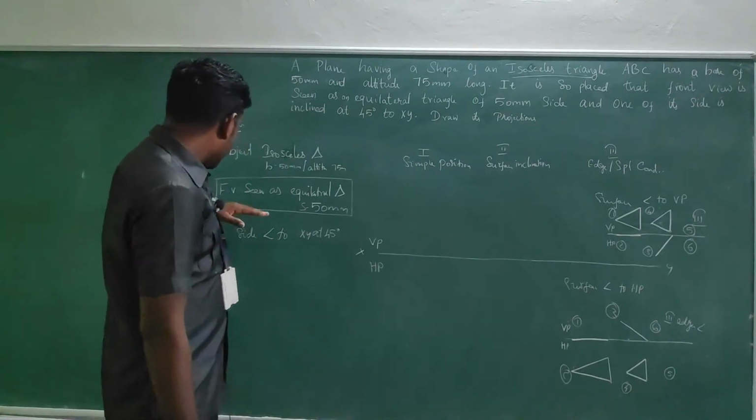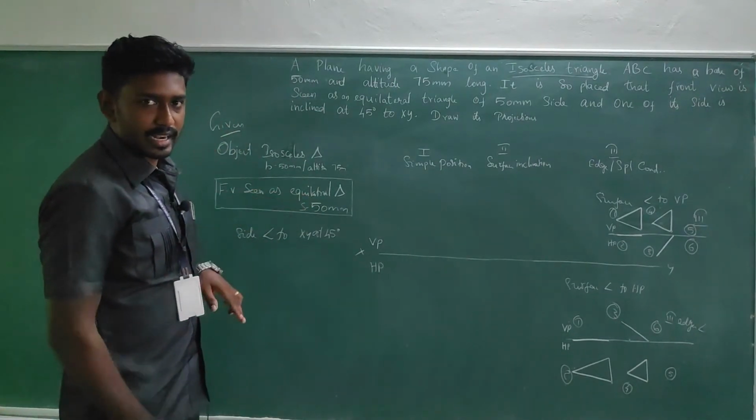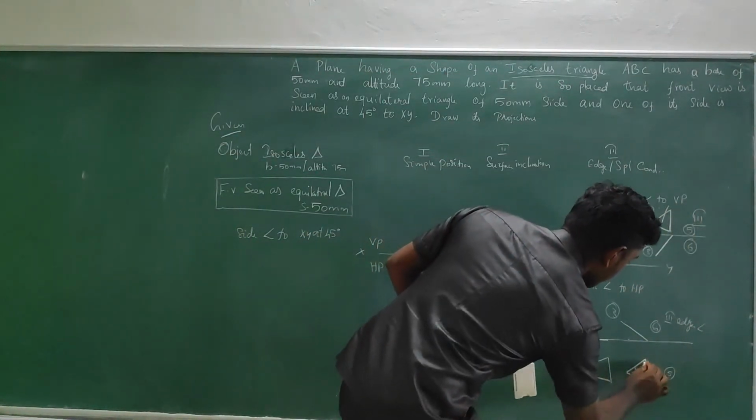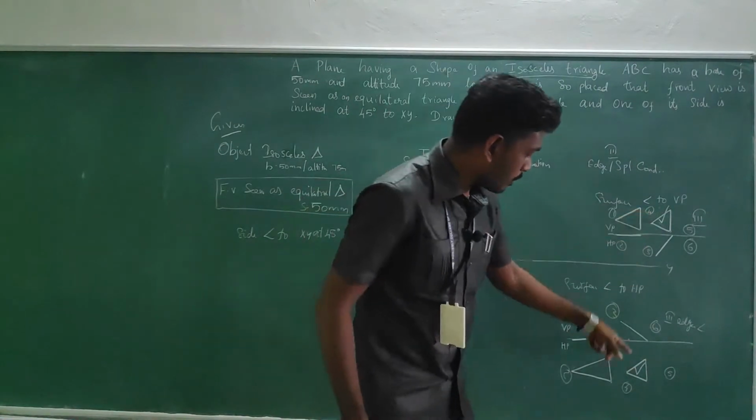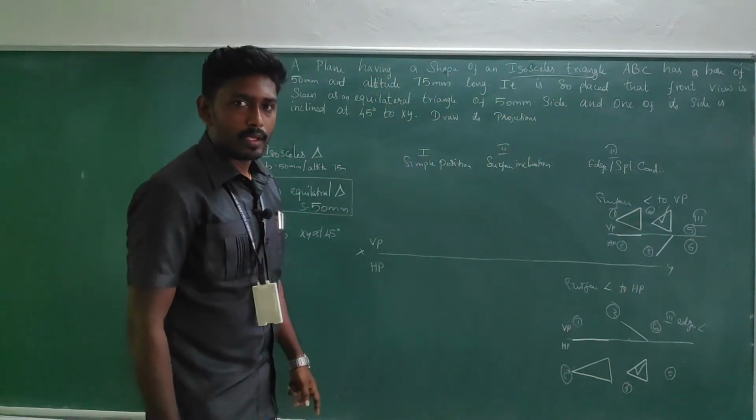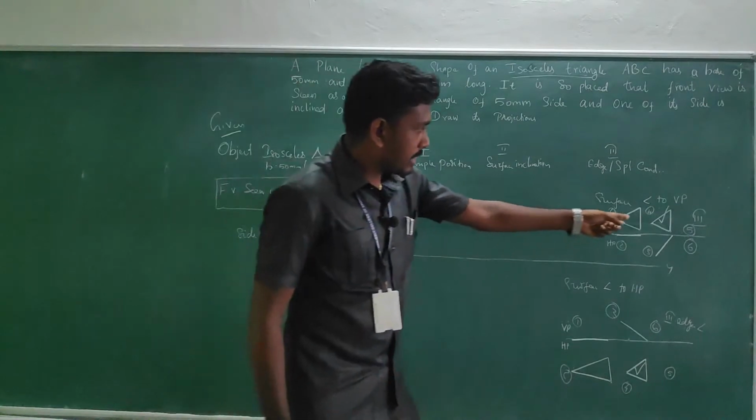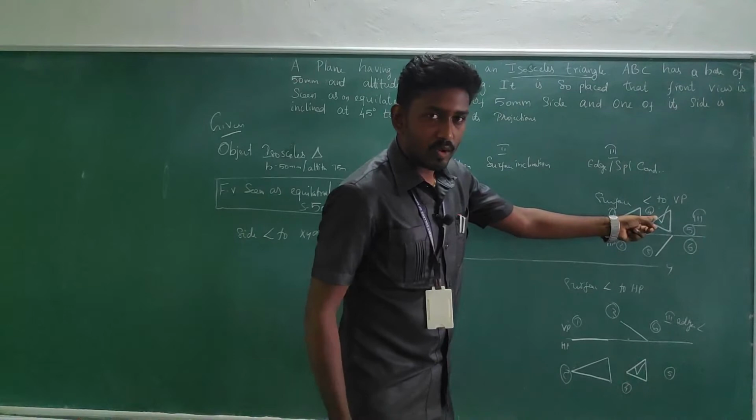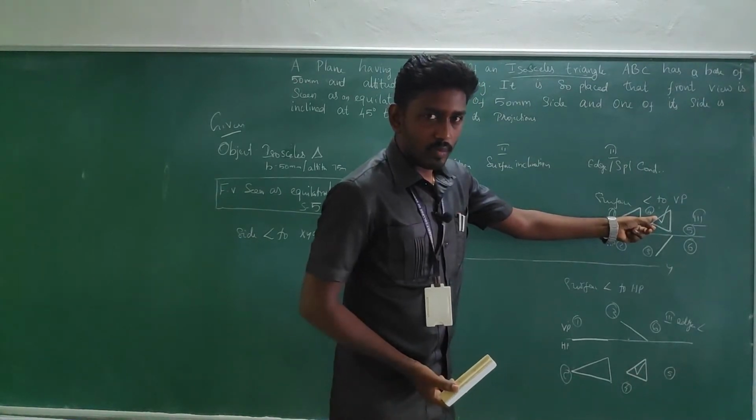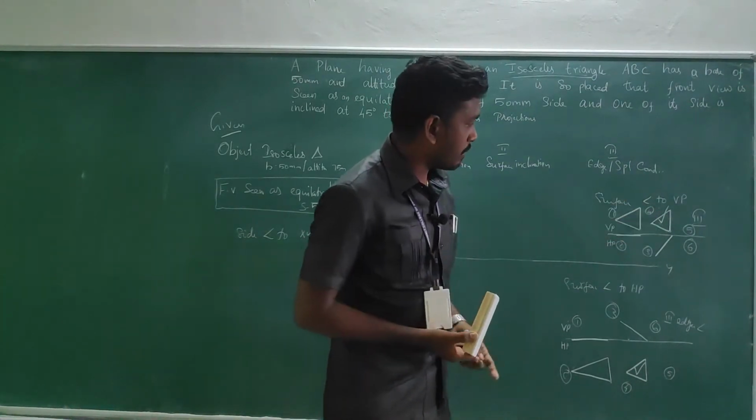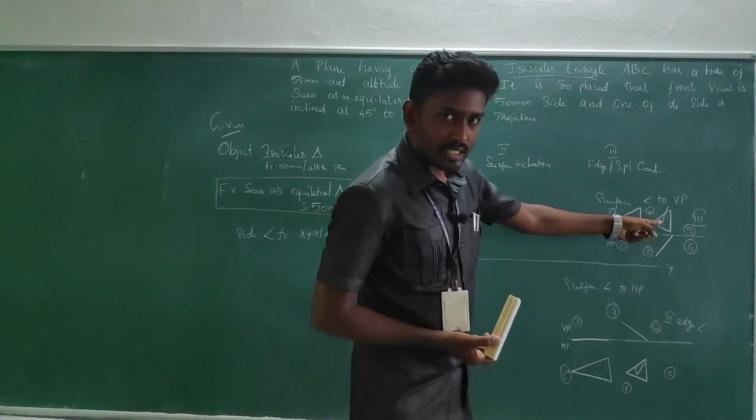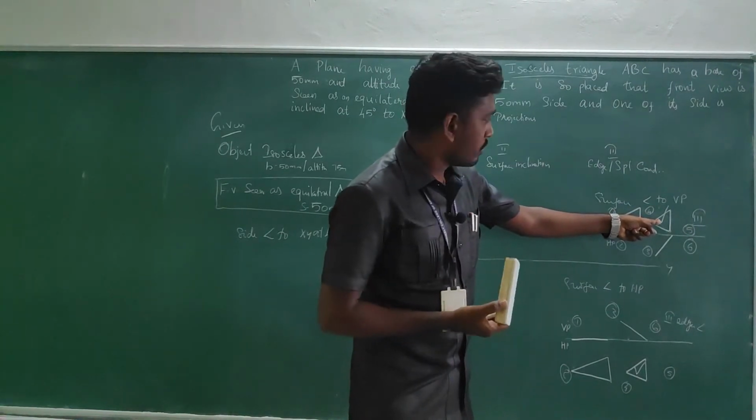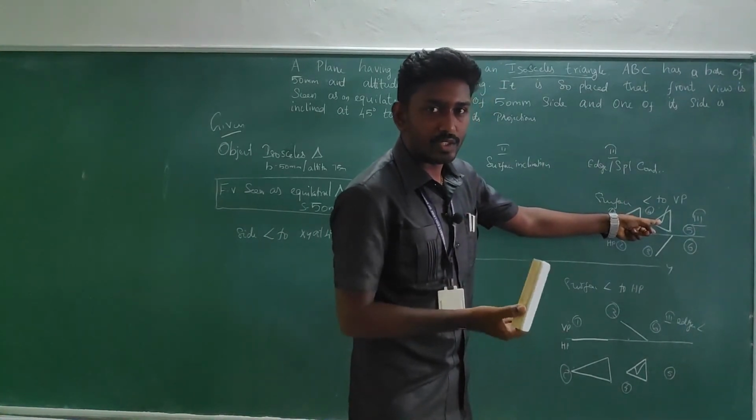So here the front view is seen as an equilateral triangle. That means they are talking about the fourth stage, the fourth diagram. So instead of surface inclination, they have given the clue. The front view is seen as an equilateral triangle. So think about the diagram. If the equilateral triangle should form in the front view, how should the surface inclination be?